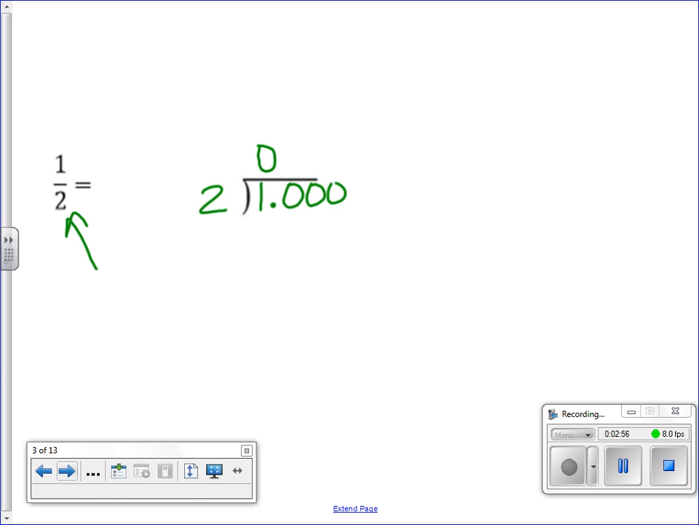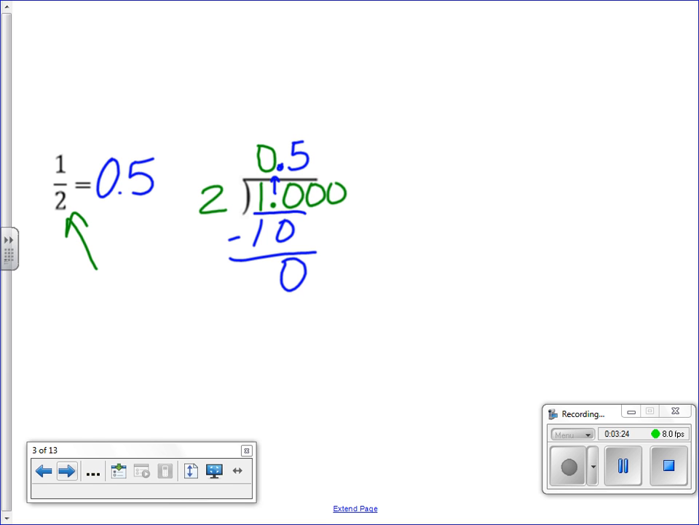So now let's take a look. Can 2 go into 10? Yes, it can. So the first thing we need to do is bring the decimal up. So I'm going to add the decimal. And 2 goes into 10 5 times. 2 times 5 is 10. We subtract and we're left with 0. So this problem we're done. So 1/2 equals 0.5. And you may already know that, and that's why we started with an easier one.